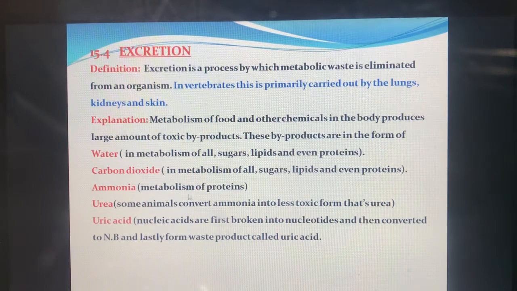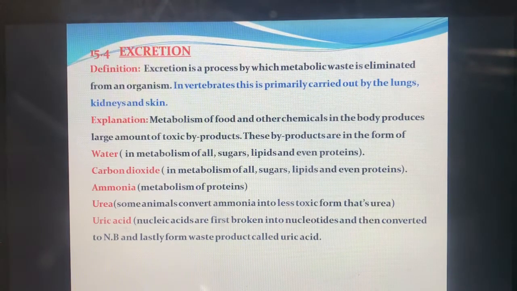Then ammonia, from the metabolism of protein, and urea, again from the metabolism of protein. Over here, in man, the primary nitrogenous waste product produced is ammonia, as a metabolic byproduct of protein. This is converted into urea, which is less toxic than ammonia. The conversion of ammonia into urea occurs in the liver, while the excretion of urea occurs by the kidneys.